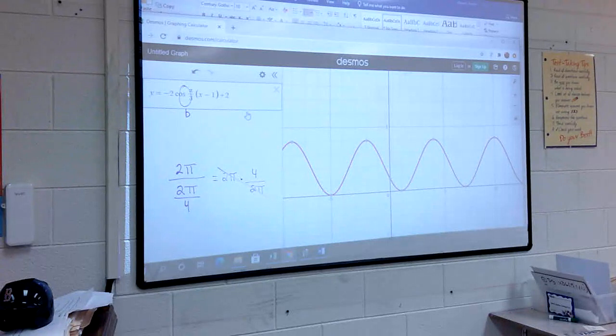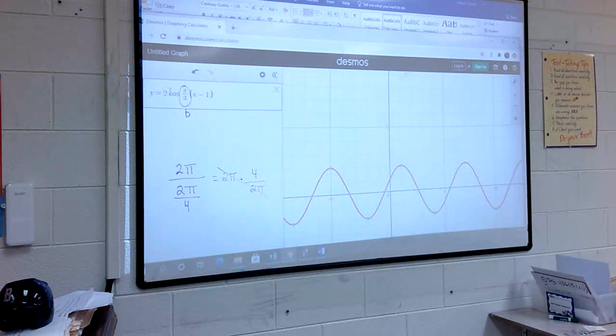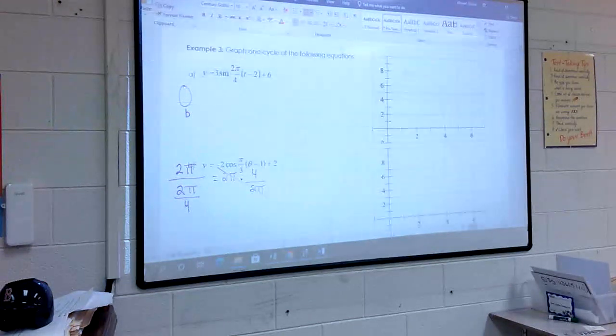If you take away this plus 2, it's now down there. If you take away the negative, it's no longer flipped. If you take away the 2, it's now not as tall. If you take away the x minus 1, it now moves back over. Okay? And then if you take away this, it looks like your regular cosine graph. So all of those things affect how the graph moves. Up, down, left, right, stretching, reflecting, all those different parts. So that's translating a graph.